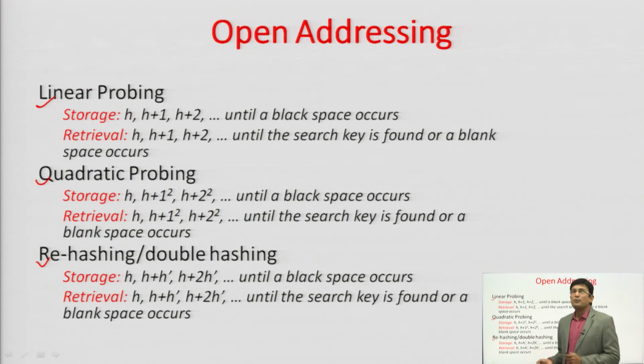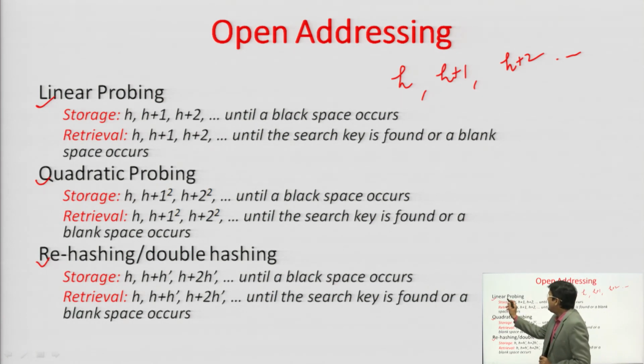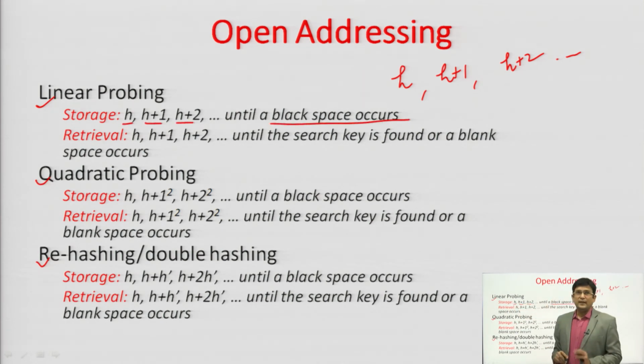What happens in linear probing is that, let's say, the h location is the location of the data item that you found with any of the hash function. In case that is busy, you will look at the h+1 location if that is free. Okay, then you will look at the h+2 location if that is free. Whatever location is free, you will store your data item there. Okay, so in linear probing you are going linearly ahead until a blank space occurs, and the same will be the retrieval method also. This is for the storage and the same will be the retrieval method also.